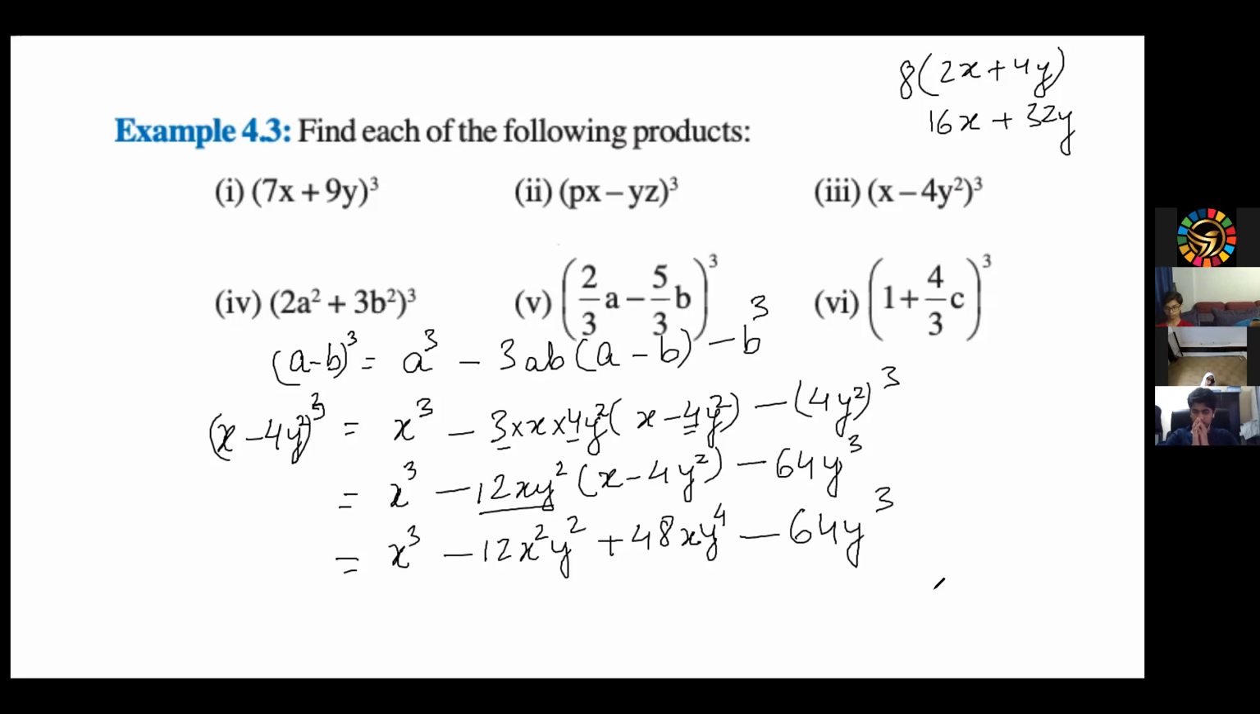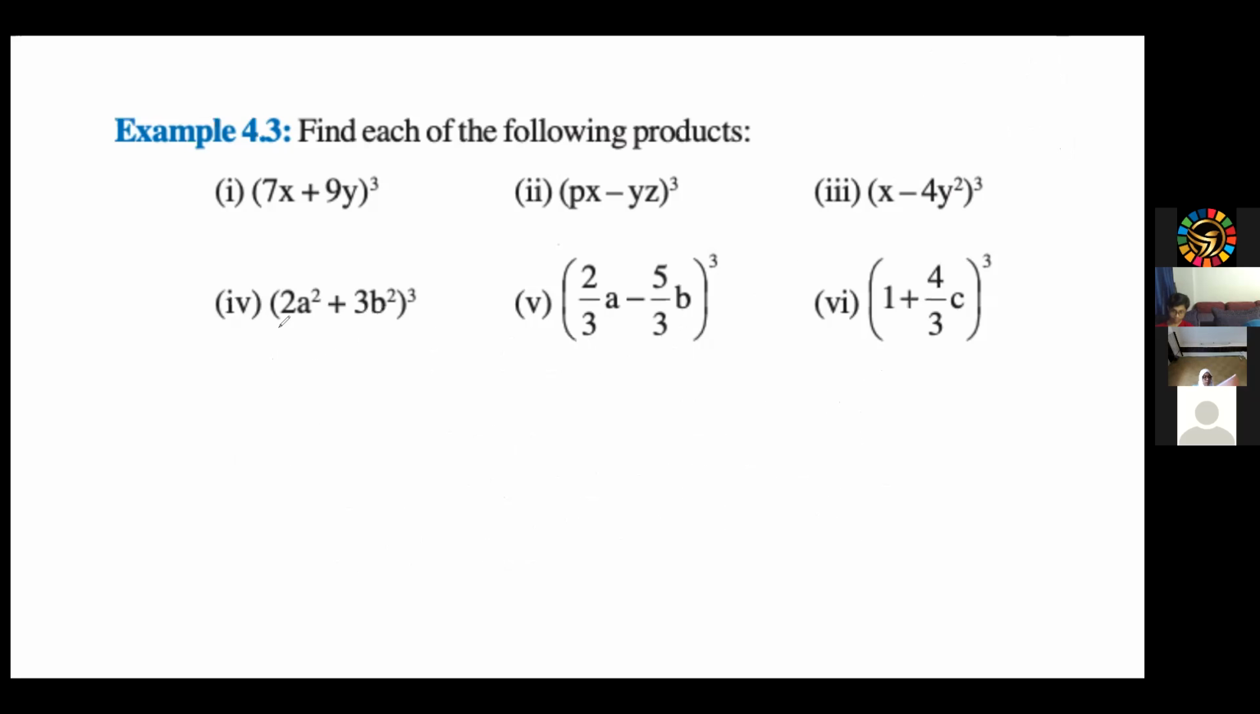Abdul, did you get this answer? Yes, ma'am, I got the same answer. Okay. Now the next one, it is a plus b whole cube. Check your answer. Farhana, did you get this answer? Yes, ma'am. Okay, so I'm erasing it.